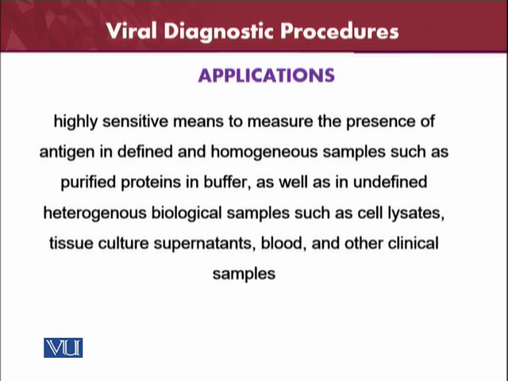The applications of these procedures: they are highly sensitive for measuring different kinds of antigen. What kind of antigen? Not only can we measure the antigen, but we can see the composition of the antigen, and antigens in homogeneous simple samples such as purified proteins in the buffer, as well as unidentified heterogeneous biological samples. The examples of biological samples may include cell lysates, tissue culture supernatant, blood, and many other clinical samples which are isolated from virus infected cells and which can be used for diagnostic purposes.